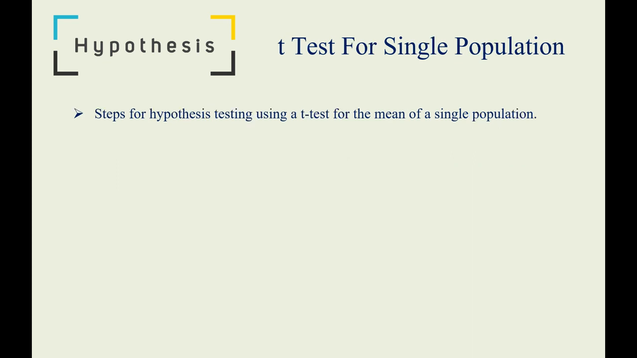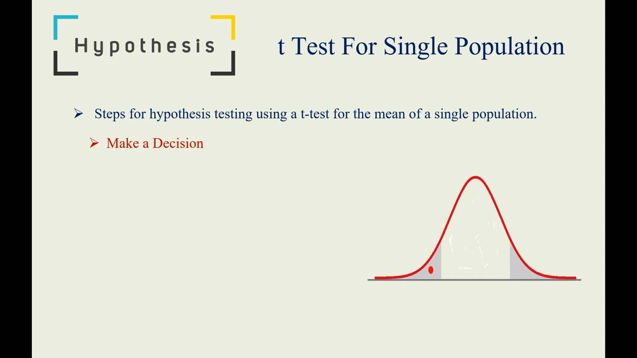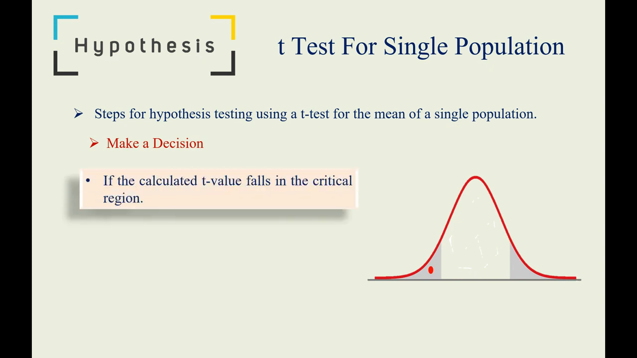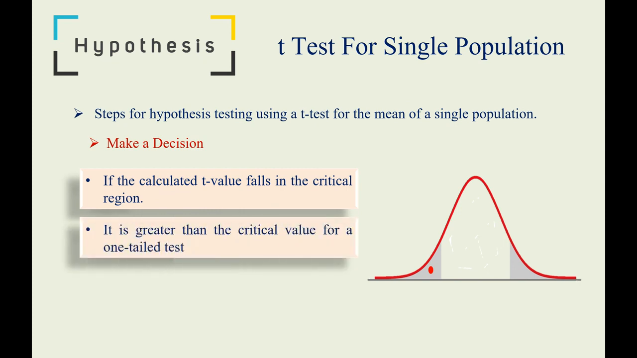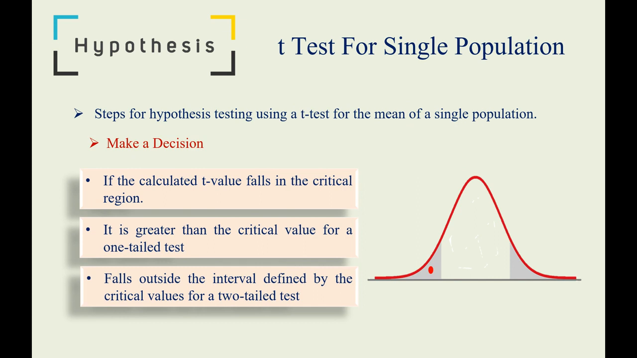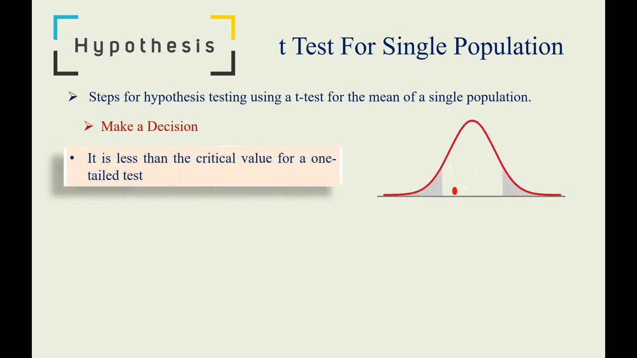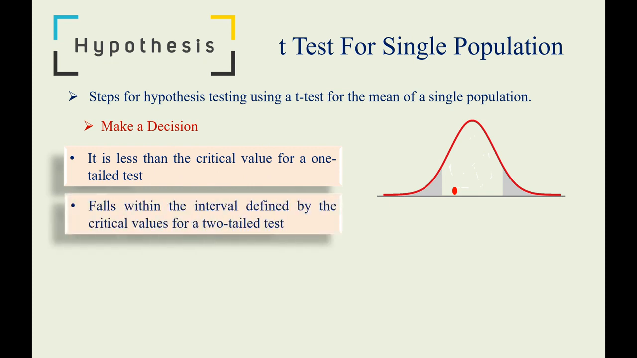Seventh step is, make a decision. Compare the calculated t-value to the critical value. If the calculated t-value falls in the critical region, or it is greater than the critical value for a one-tailed test, or falls outside the interval defined by the critical values for a two-tailed test, then reject the null hypothesis. On the other hand, if the calculated t-value is less than the critical value for a one-tailed test, or falls within the interval defined by the critical values for a two-tailed test, we can conclude that we fail to reject the null hypothesis. Final step is draw conclusion.